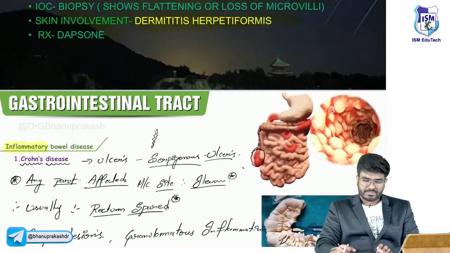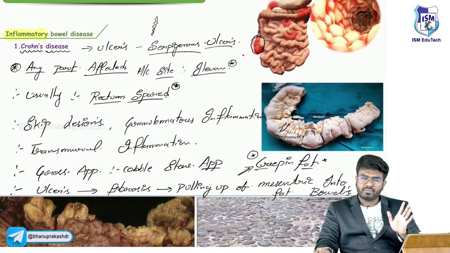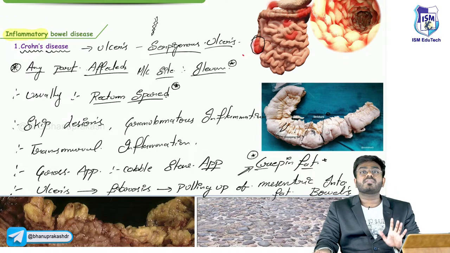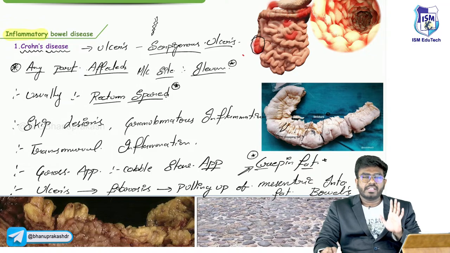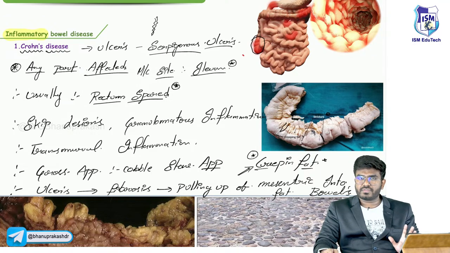Okay, one by one, important points. Crohn's is an inflammatory bowel disease. It's a granulomatous inflammation of the intestines. Any part of the GIT can be affected. The most common part is the ileum. The least common site is going to be the rectum. That is the question which was asked.